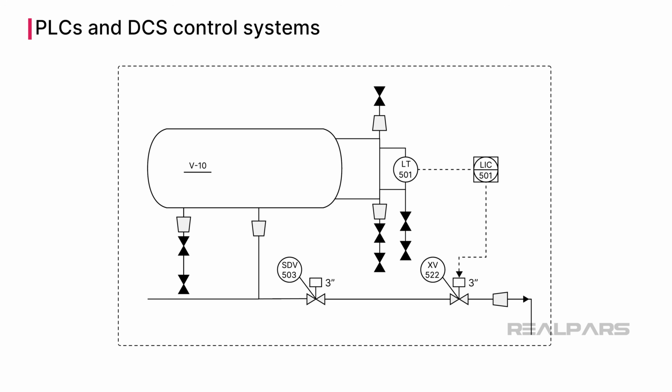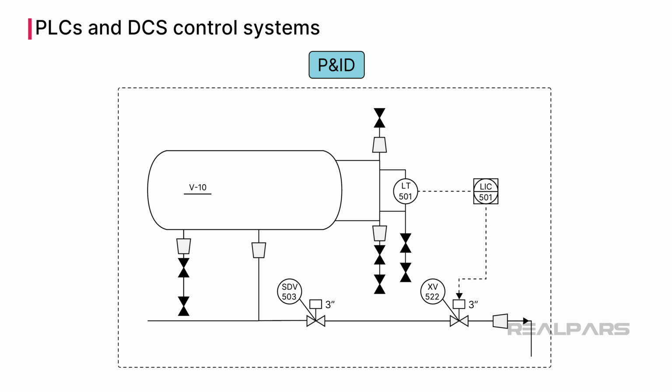How is a DCS controller shown on a PID? We draw a square box around the discrete standalone symbol to indicate a DCS controller. A simplified PID from our Yokogawa example shows the level controller and the valve XV522.